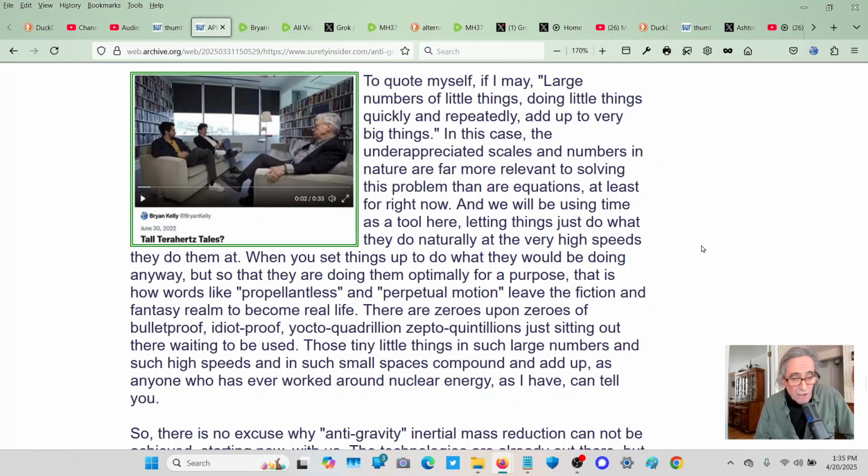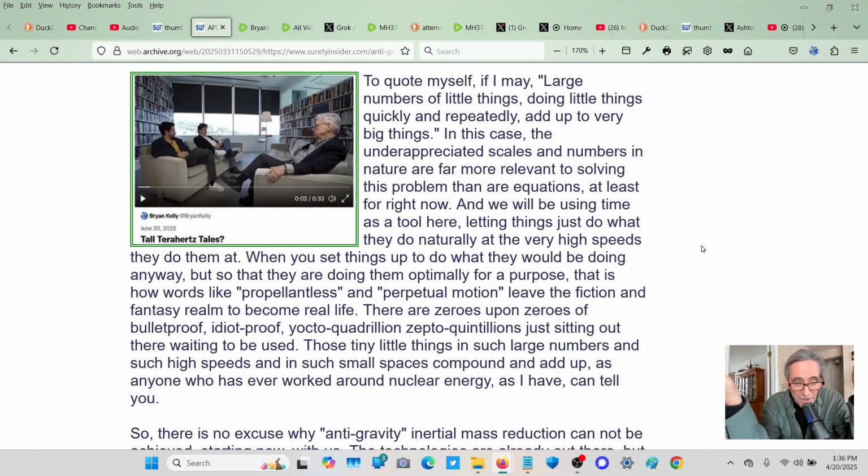To quote myself, if I may, quote, large numbers of little things, doing little things quickly and repeatedly, add up to very big things, unquote. In this case, the underappreciated scales and numbers in nature are far more relevant to solving this problem than our equations, at least for right now. And listen, please.